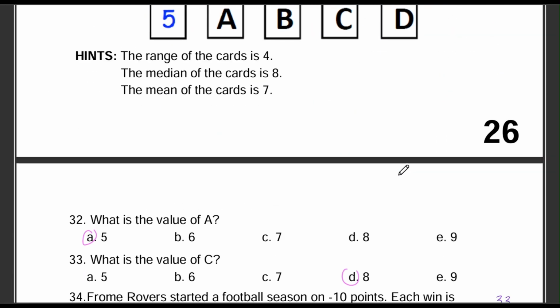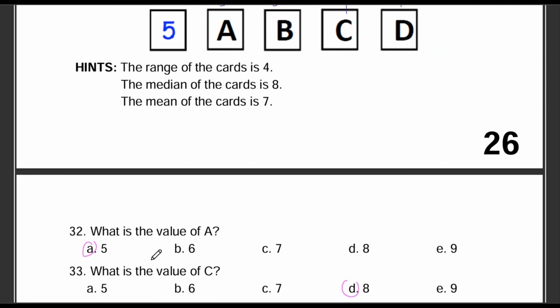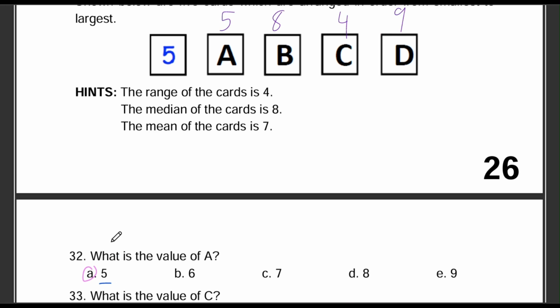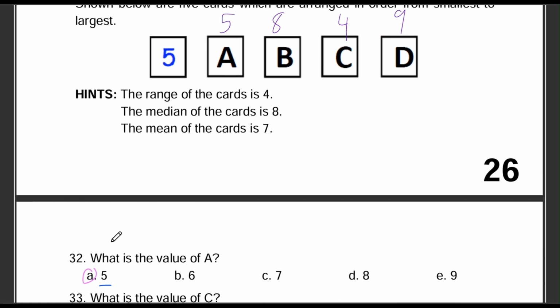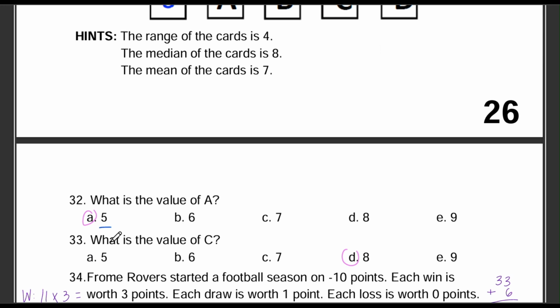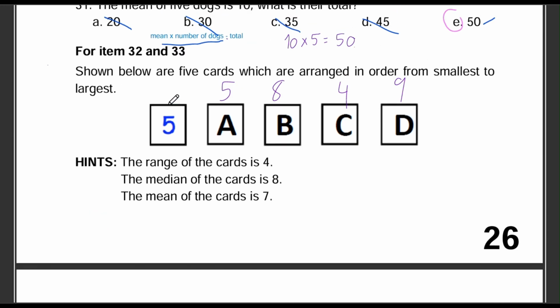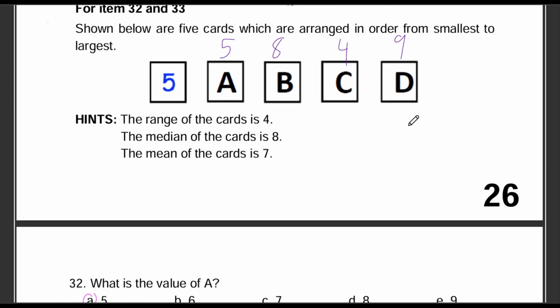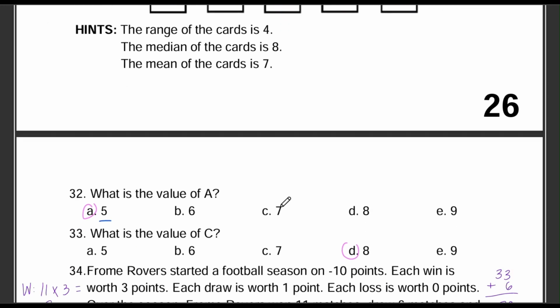Question 32. What is the value of A? A, 5. B, 6. C, 7. D, 8. E, 9. The correct answer is A, 5. This one is a bit like a puzzle. We know the range is 4, and the median is 8. The cards are 5, A, B, C, D. Since 5 is the smallest card and the range is 4, that means the largest card, D, must be 9, because 5 plus 4 equals 9. Also, we know that the median, the middle card, is 8, so B equals 8.